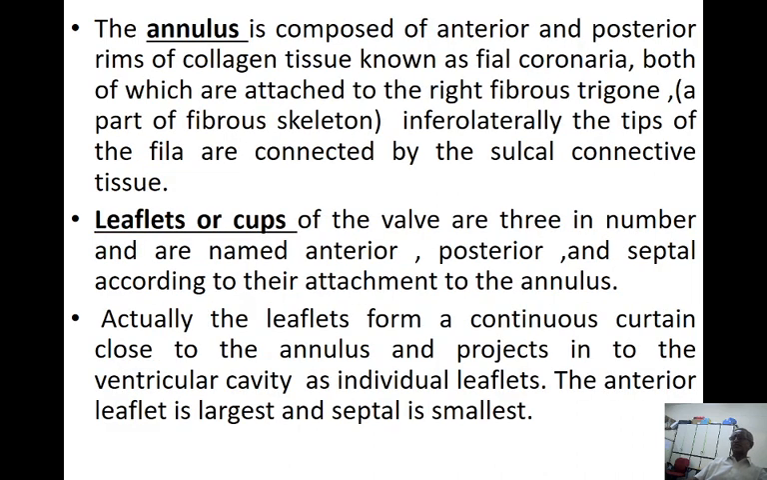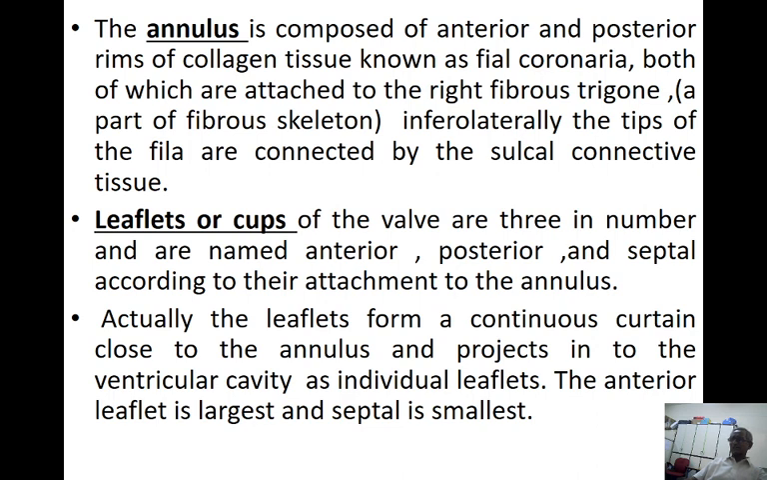The annulus is composed of anterior and posterior rims of collagen tissue known as pila coronaria, both of which are attached to the right fibrous trigone. So, what is this right fibrous trigone? It is a part of the fibrous skeleton of the heart. Inferolaterally, the tips of the rims are connected by subvalvular connective tissue.